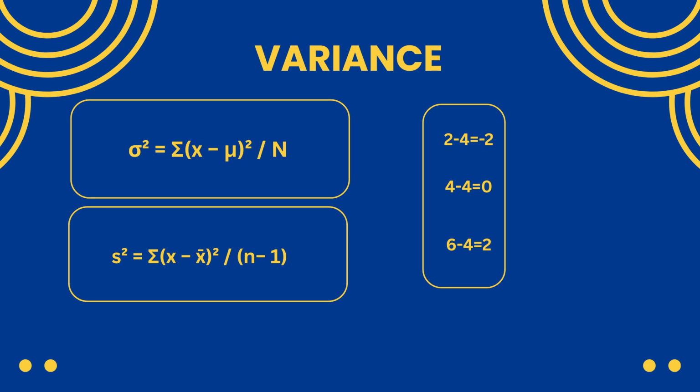So remember, use n when you have the entire population and use n minus 1 when you are working with a sample. However, the variance is expressed in squared units, so it is not comparable to the original data values. For example, if height is measured in centimeters, the variance will be in square centimeters, which is difficult to interpret in real life. To bring the value back to the original unit, we take the square root of variance. This gives the standard deviation.